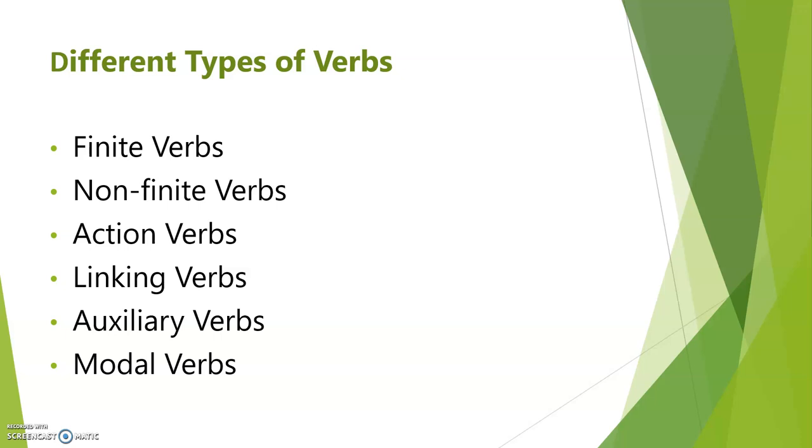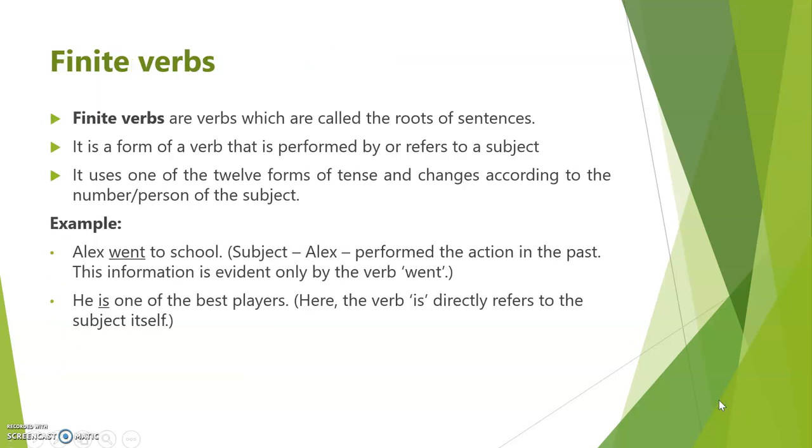Let's look at the different types of verbs. There are 6 different types of verbs, and they are finite verbs, non-finite verbs, action verbs, linking verbs, auxiliary verbs, and modal verbs. Let's look at the first category of verbs, that is the finite verbs.